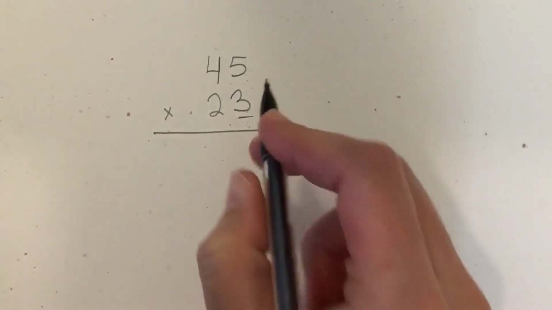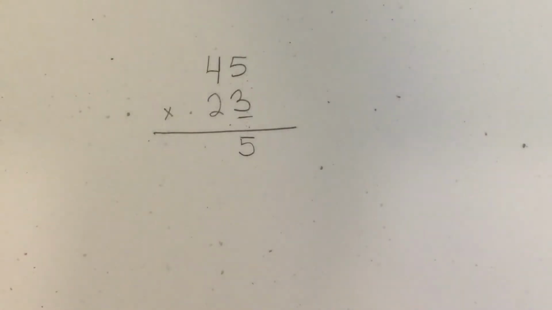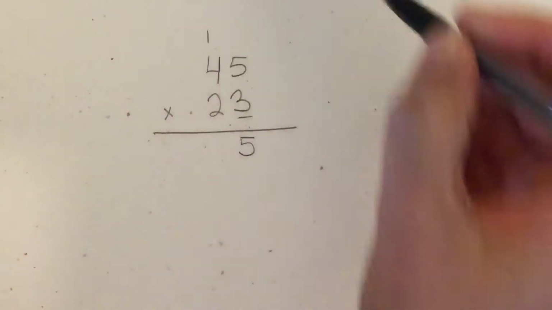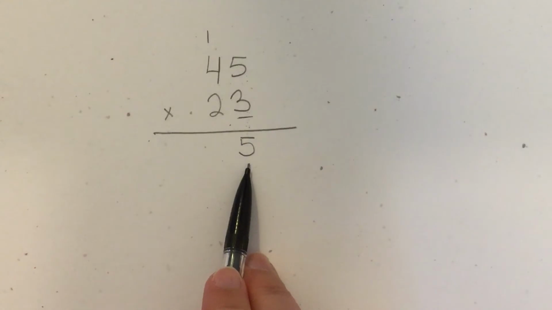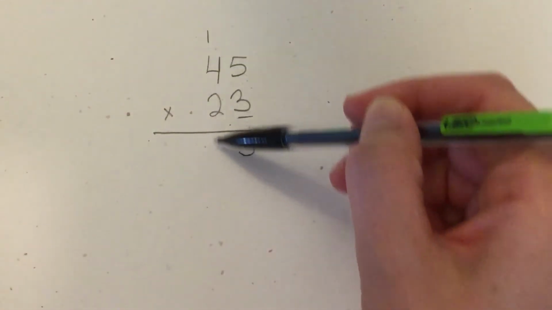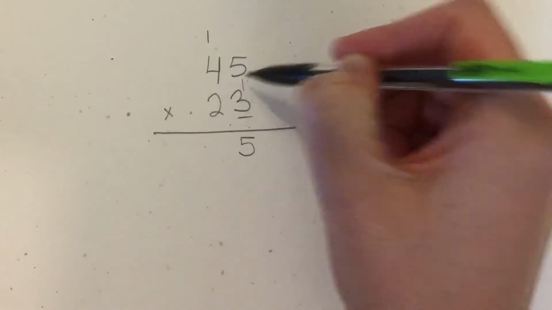Now to write 15, I'm going to put the 5 down here, just like we do when we're regrouping for addition. And then I'm going to carry the 1 up here because the 5 goes in the ones place in the number 15 and the 1 goes in the tens place. So I'm keeping my tens place lined up here. Okay, so I've done 3 times 5.